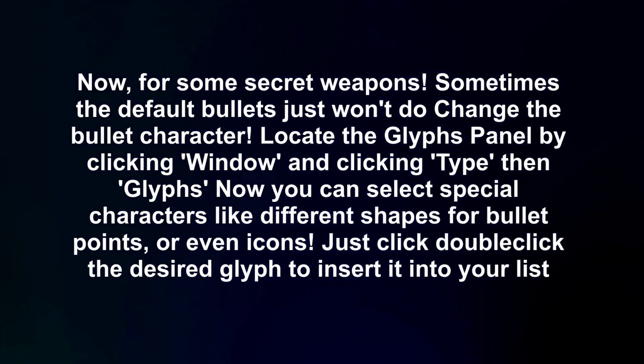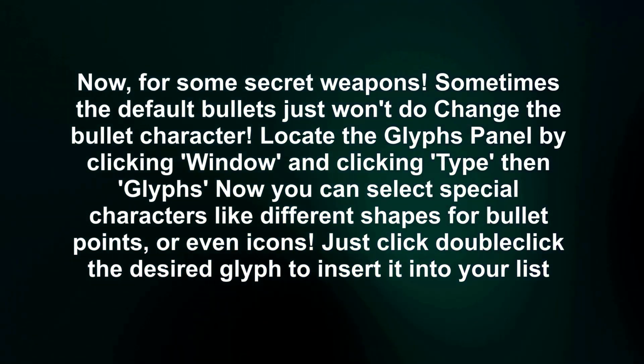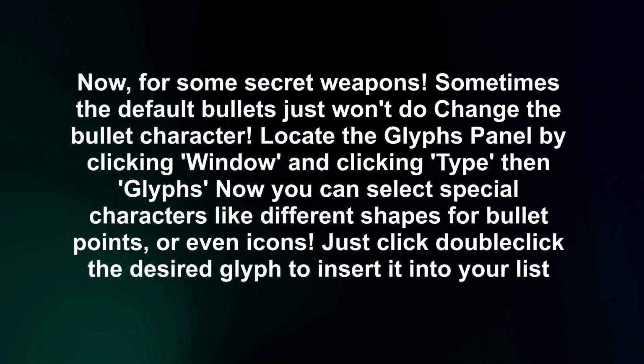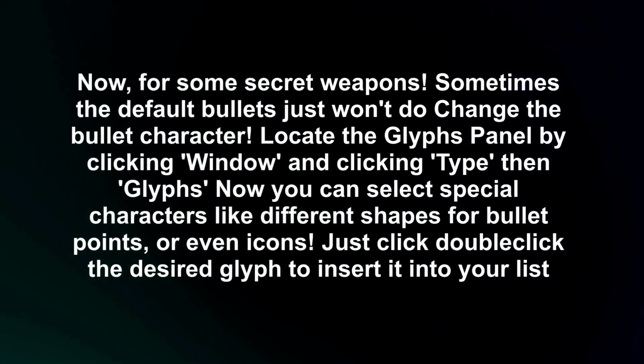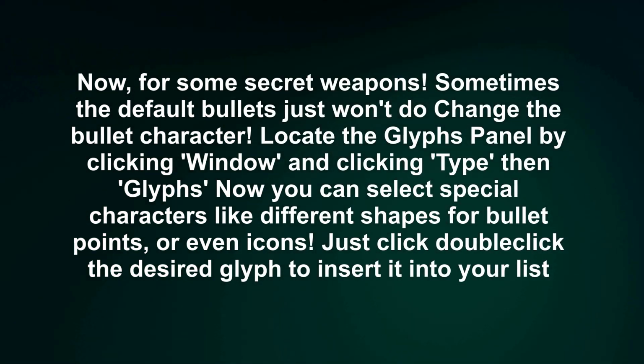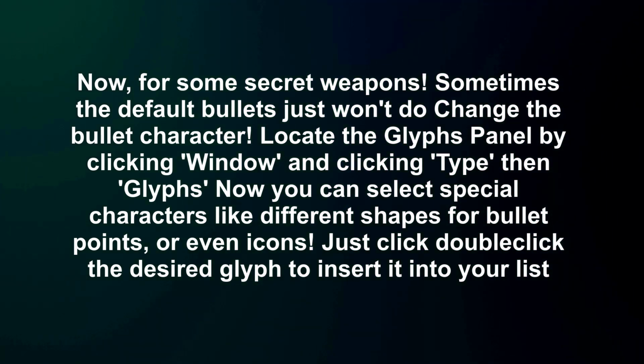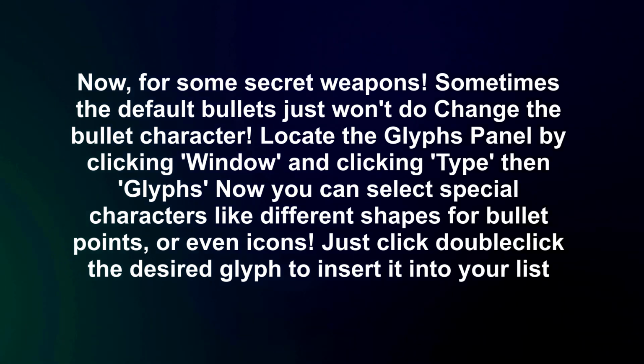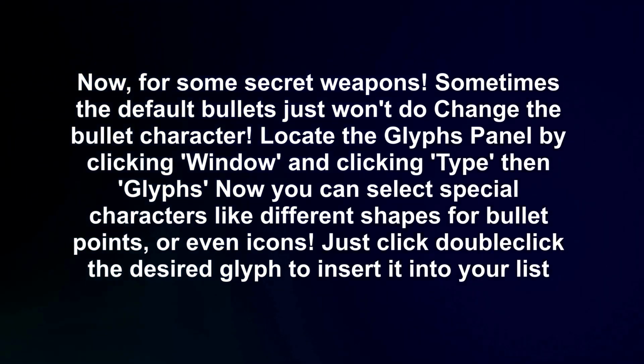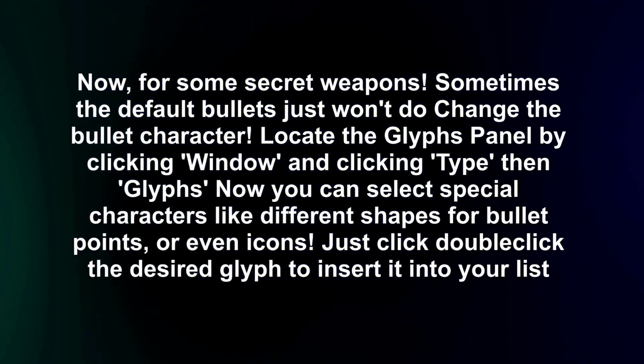Now, for some secret weapons. Sometimes the default bullets just won't do. Change the bullet character. Locate the Glyphs panel by clicking Window and clicking Type, then Glyphs. Now you can select special characters like different shapes for bullet points, or even icons. Just double-click the desired glyph to insert it into your list.